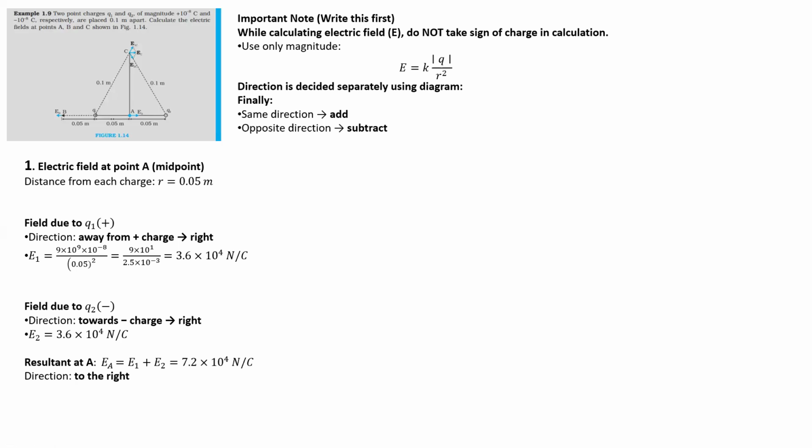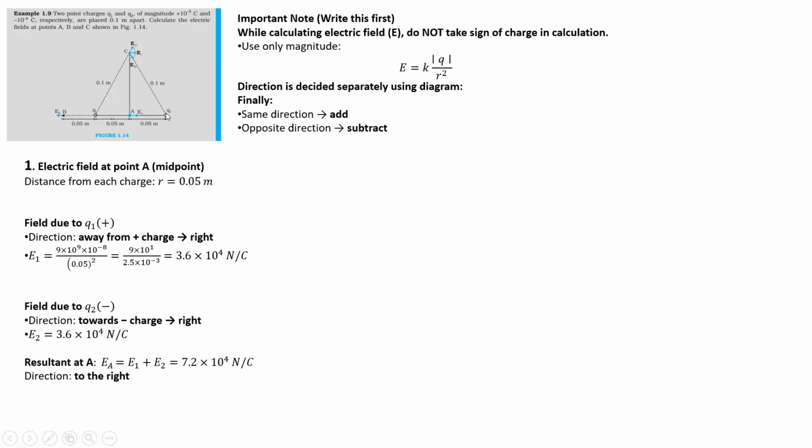Whenever we have to find the electric field at a point, we keep 1 coulomb of charge there and calculate the force. So, I kept 1 coulomb here. Now, electric field E1 equal to KQ by R square. This is plus Q, so Q value is 10 to the power minus 8, and the separation is 0.05 whole square. So you get the answer 3.6 into 10 to the power 4. Direction is towards right.